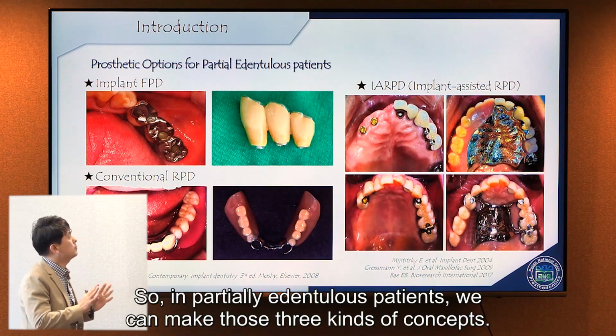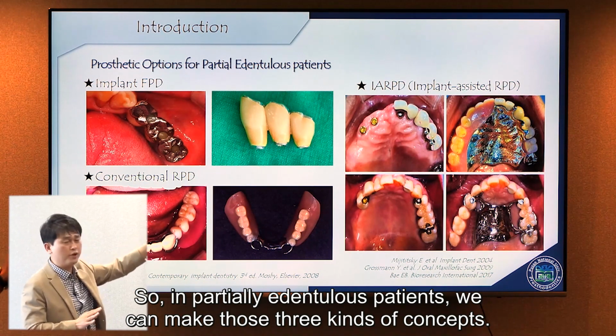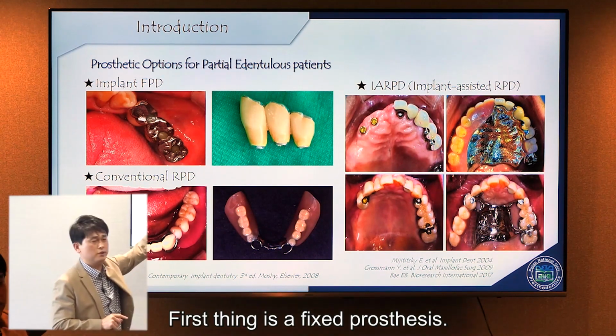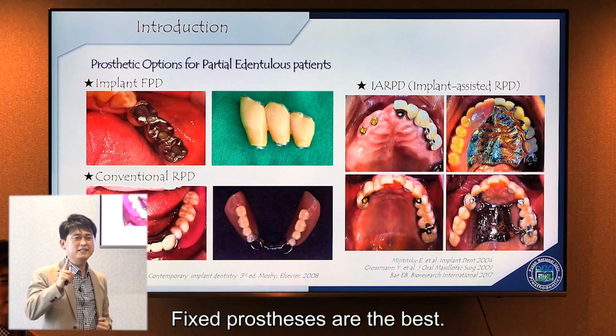So in a partially edentulous patient, we can make those three kinds of concepts. First thing is fixed prosthesis. Fixed prosthesis is best.